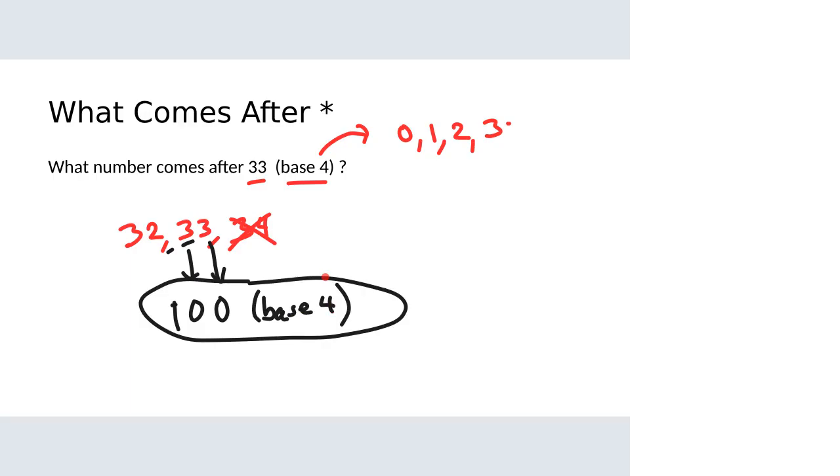Occasionally, I might slip up and say 100. You can call me out on it. But basically, if you do it, I understand. But the proper way to say that is 1, 0, 0, base 4.